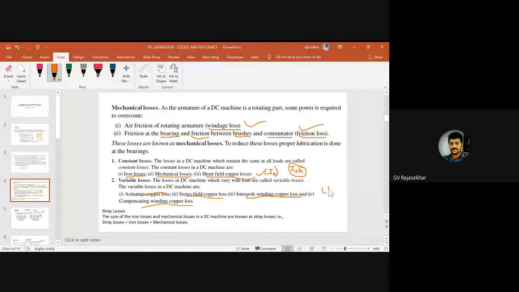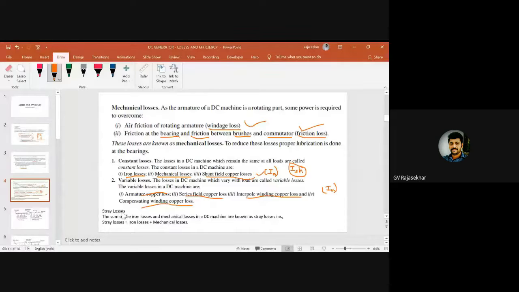Variable loss, because IA varies with load. That's why all the losses that involve IA will be considered as variable losses. So these are the variable losses and these are the constant losses.